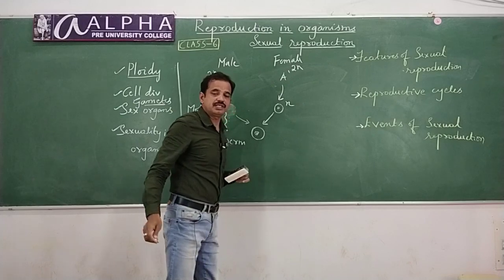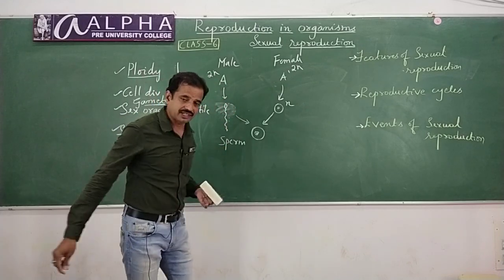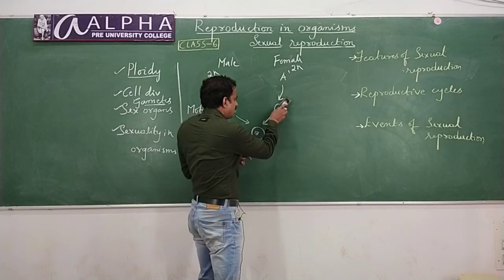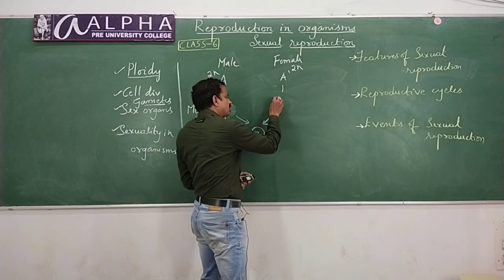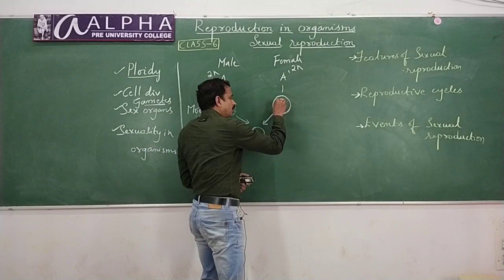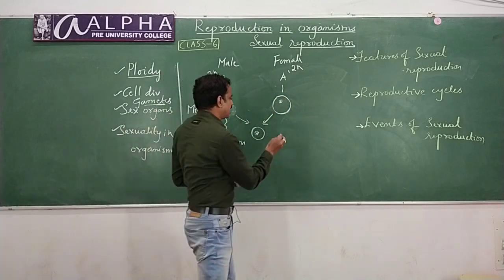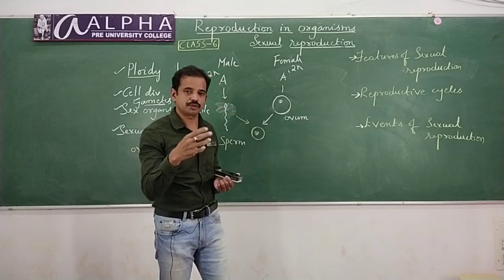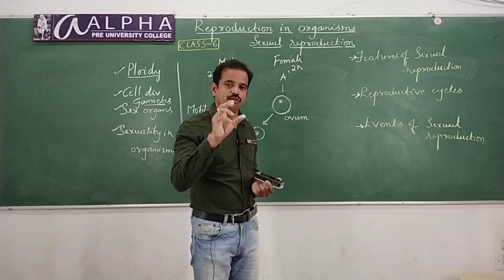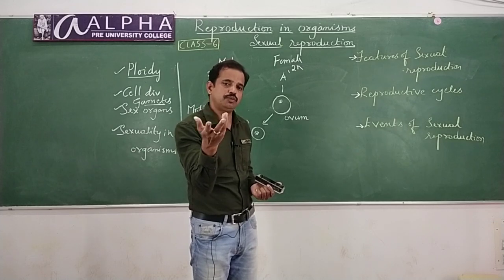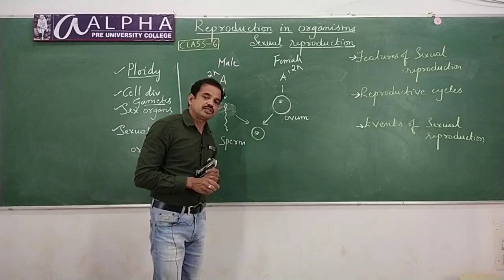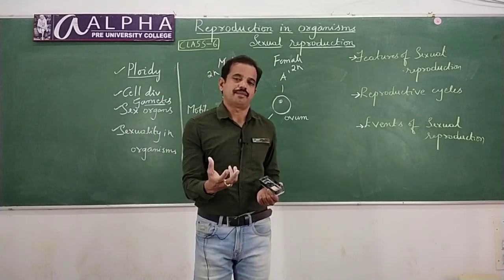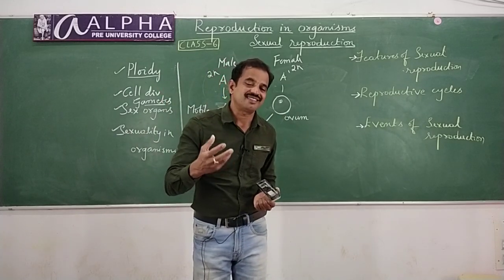And the female individual of the same species produces another cell, which is comparatively larger. And it is stationary; usually it does not move. And we call this an ovum. Ova is the plural form; ovum is singular. The female will produce an ovum. And this sperm and ovum, we call them gametes, or simply sex cells.